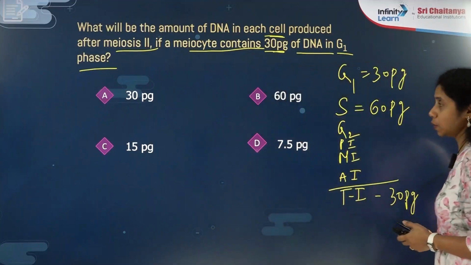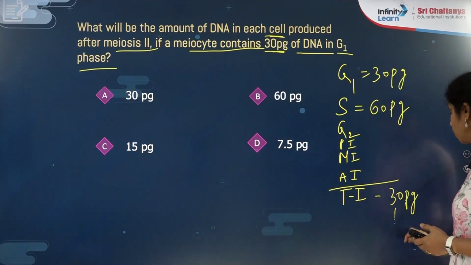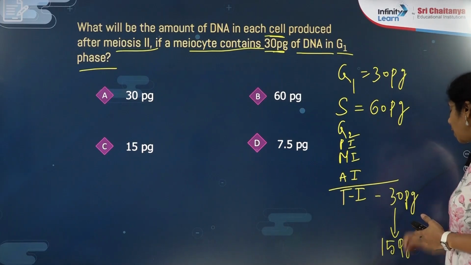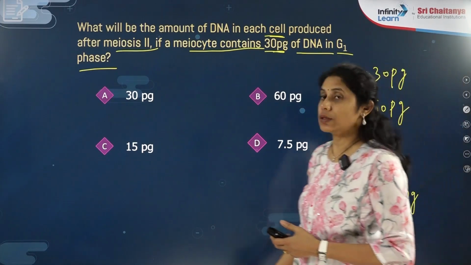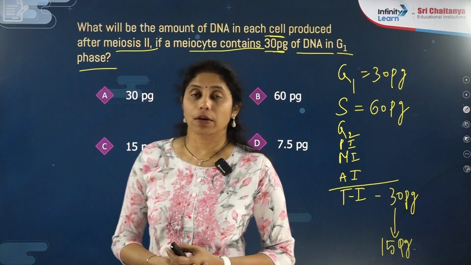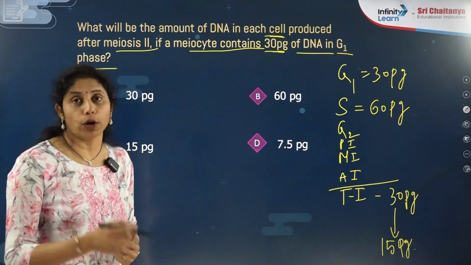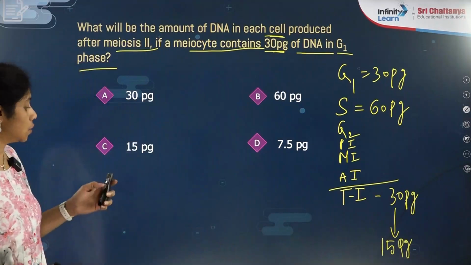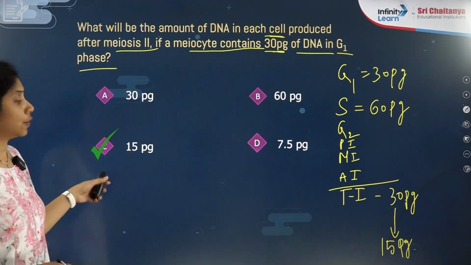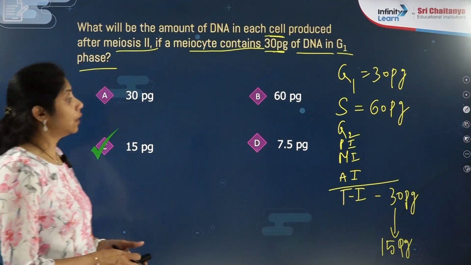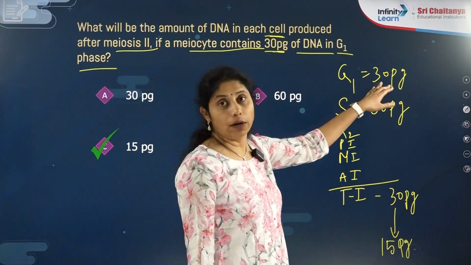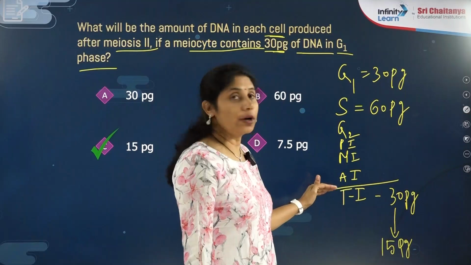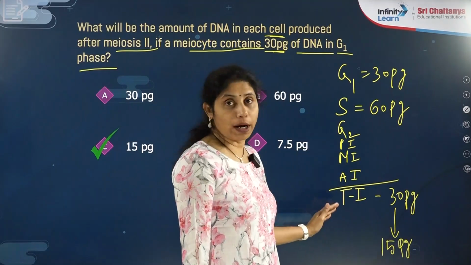This is after meiosis I. But after meiosis II, it will be reduced further to half, and each daughter cell will get only 15 picograms, because each daughter cell will have a chromosome number reduced to half with only one chromatid. So it becomes 15 picograms in each daughter cell after meiosis II. Whatever DNA content you take in G1, in S phase it will double, and it will continue up to anaphase I.